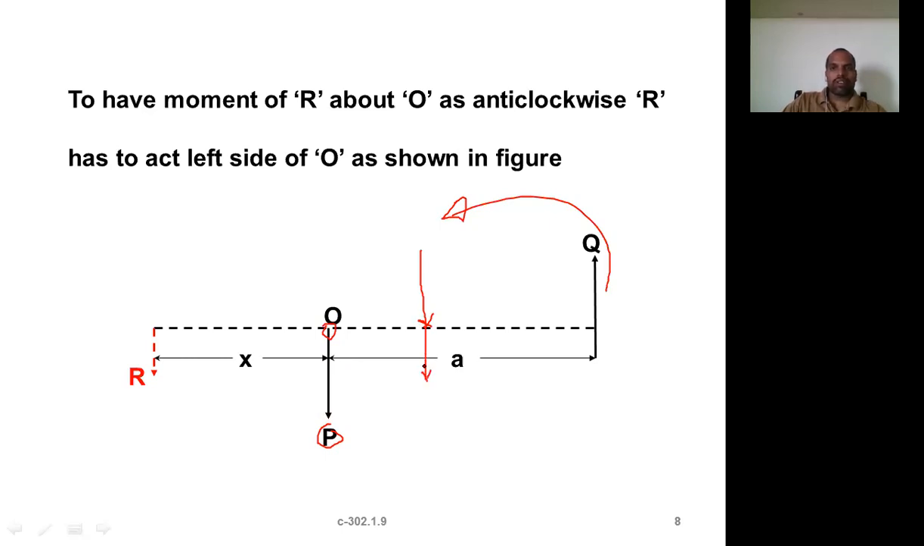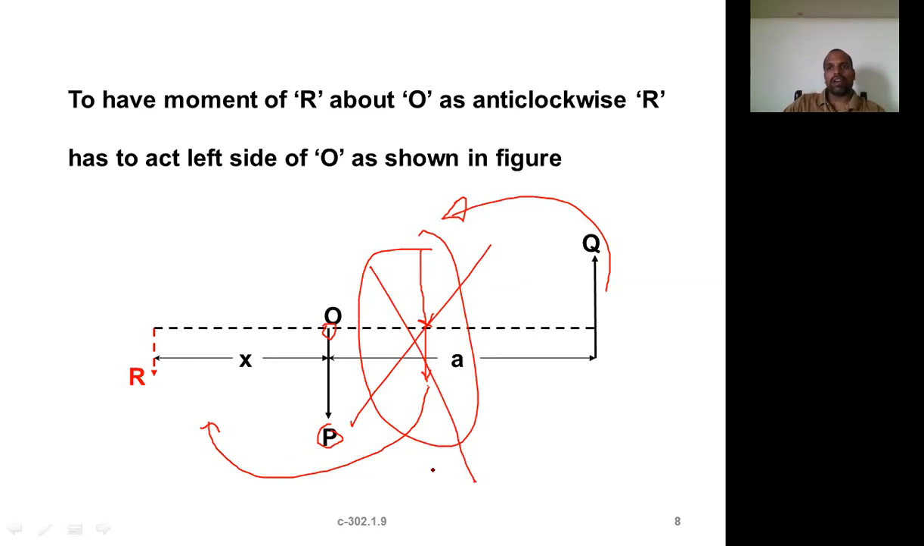So if it is downwards, what type of moment is it creating? About this point, it is creating a clockwise moment. But that is not the case. What is the nature of the algebraic sum of moments? The algebraic sum of all the moments is creating an anti-clockwise moment. This one is Q into A, right? When it is anti-clockwise, the resultant also shall produce an anti-clockwise moment only, right? That's why it cannot have the resultant on this side. So this is a wrong interpretation.